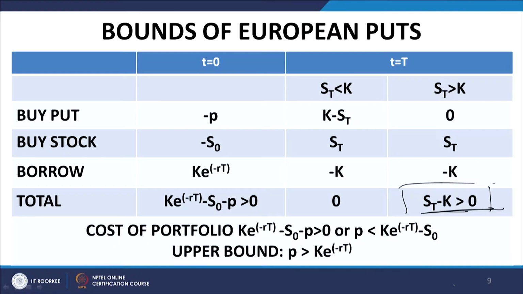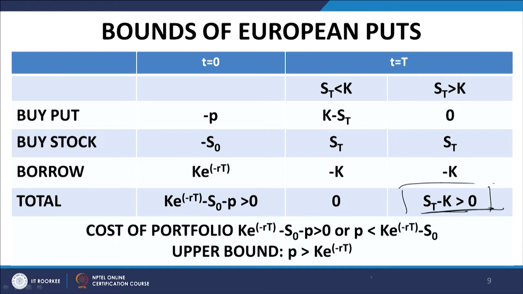Positive payoff may be large in terms of probability, or maybe small, but nevertheless it is positive. Some finite probability exists for this particular state to materialize at t equal to capital T. Therefore, the cost of setting up this portfolio must again be positive. Now, while calculating the cost, we have to be very careful, because here we are using the convention that negative means outflows and positive means inflows. So, we have to be very careful when we calculate the cost.